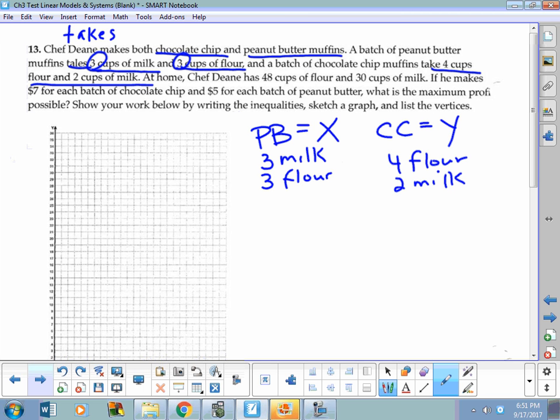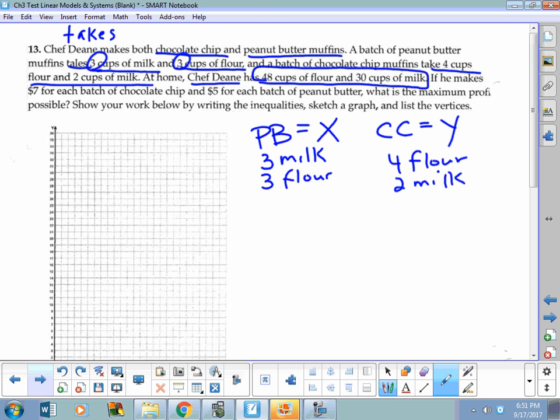Cool. At home, Chef Dean. Suppose that's me. That's 48 cups of flour and 30 cups of milk. That is a constraint. That's the most you can have. So that's starting to remind me, oh yeah, that's what's constraining the problem. Each of these takes a little bit of flour and milk, but I can't use any more than what I have. All right?